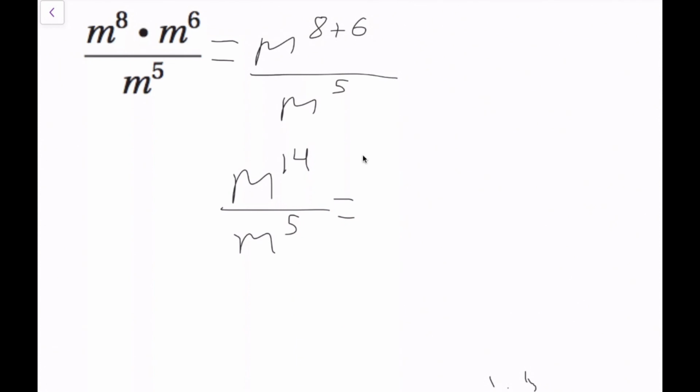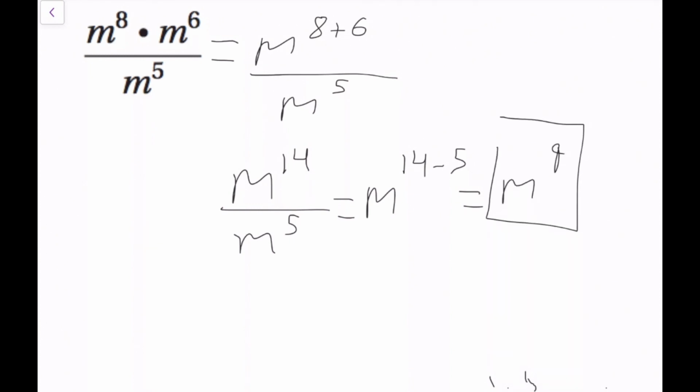But now since I have the same base on the top and bottom, I can subtract these exponents and keep the base. So I get m to the 14 minus 5, and 14 minus 5 is 9, so I get m to the 9th power, and I can't simplify this anymore, so this is my final answer.